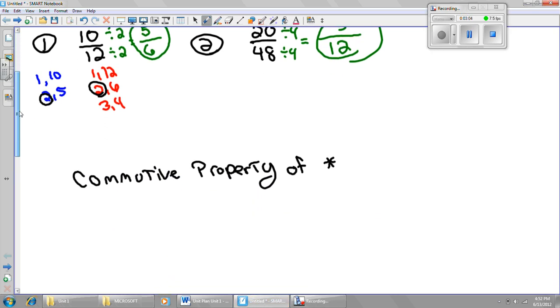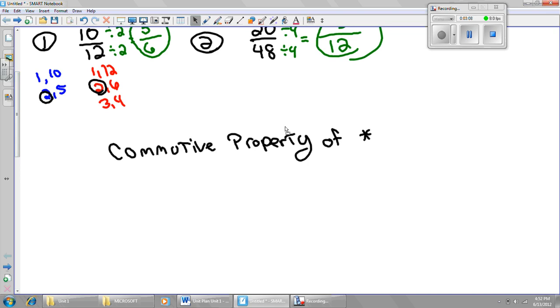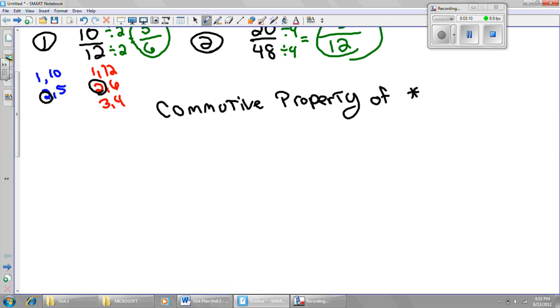Now, we have to change direction here briefly for a minute. We have to talk about something called the commutative property of multiplication. This is something that back in my day, they used to teach in like first and second grade. I don't think they do that anymore. In fact, I'm not sure you guys see the properties until you get up to at least the pre-algebra level.